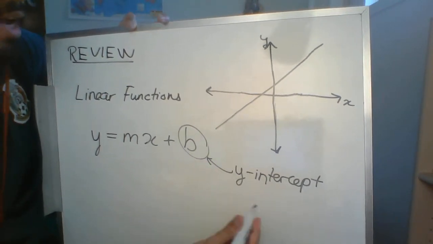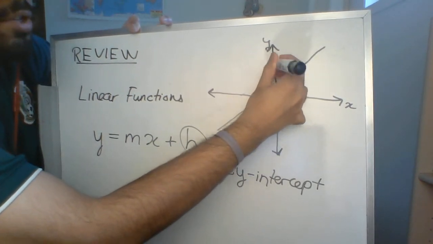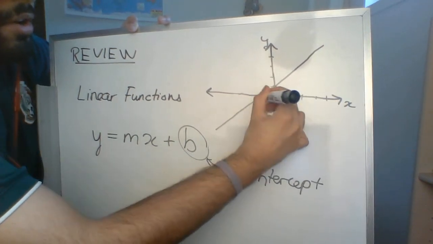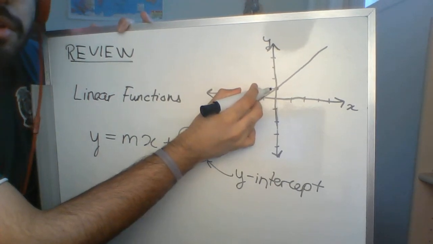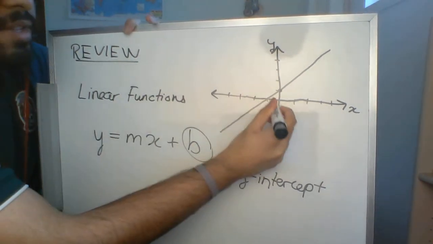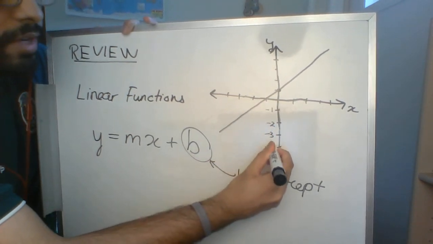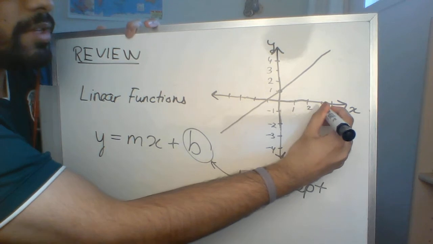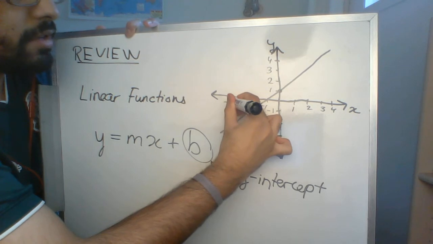For something like this, our b value, our y-intercept, is whatever number you'd see on the y-axis right here. You're going to have these labeled, of course, on your graphs. So whatever number you come across where the line crosses the y-axis, that is your y-intercept. If we number all of these now, negative 1, negative 2, negative 3, negative 4 going down, 1, 2, 3, 4 going up, we can do the same thing going over to the side on the x-axis.